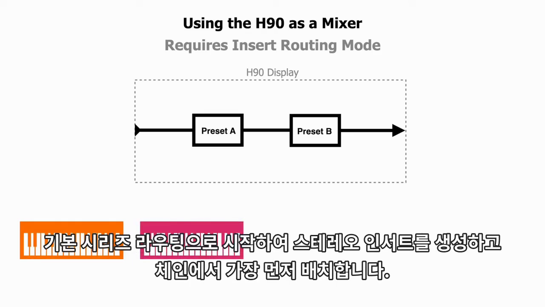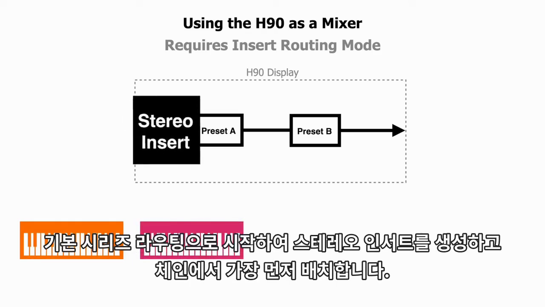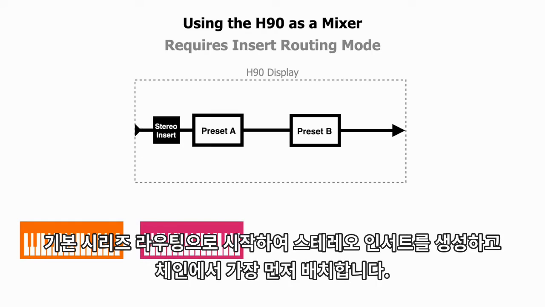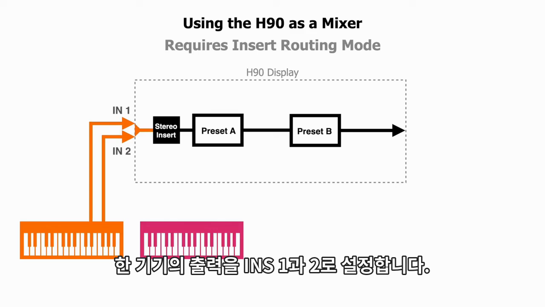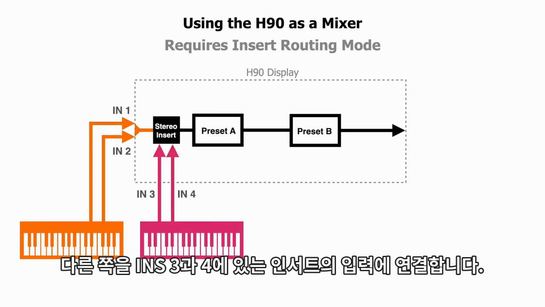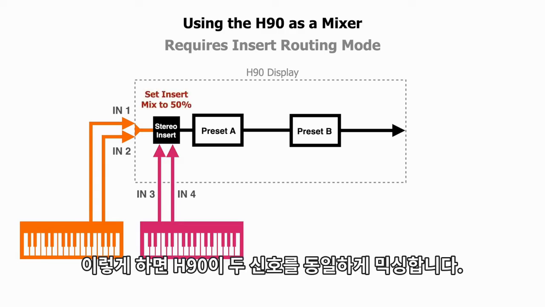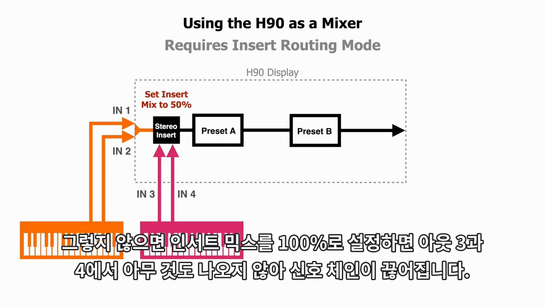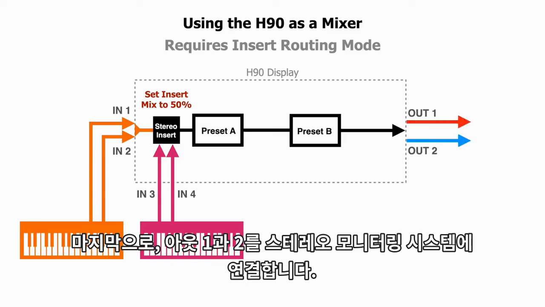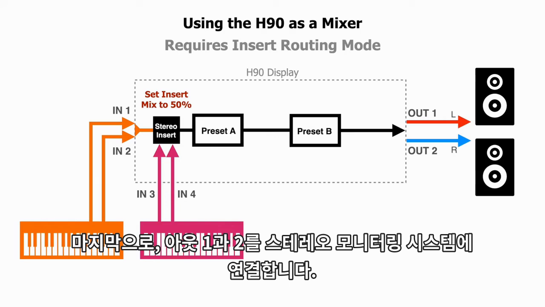Beginning with the default series routing, create a stereo insert and place it first in the chain. Connect one instrument to ins 1 and 2. Connect the other to the inputs of the insert on ins 3 and 4. Set the insert's mix parameter to 50%. This way the H90 will mix both signals equally. Otherwise, if insert mix is set to 100%, the signal chain would be broken since there's nothing coming from outs 3 and 4. Lastly, connect outs 1 and 2 to your stereo monitoring system.